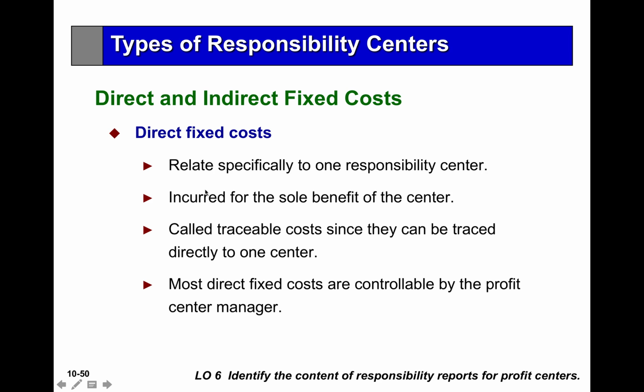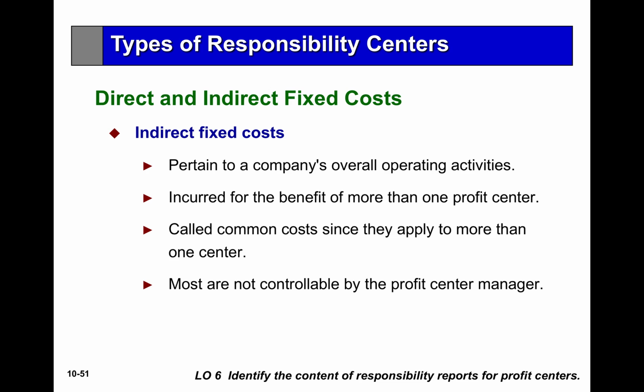The fixed costs, again, are those costs which are traceable to that center. Okay, so this is a new word: all those fixed costs that are related directly to that profit center, and all those costs that are incurred for the benefit of that center, are called traceable costs, and the manager is responsible for those types of costs in terms of including them in the responsibility accounting report. Most direct fixed costs are controllable. Okay, so that's the idea for fixed costs that are direct and controllable, and that benefit the profit center.